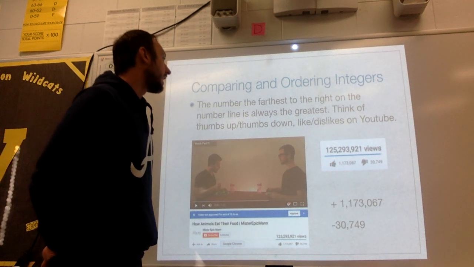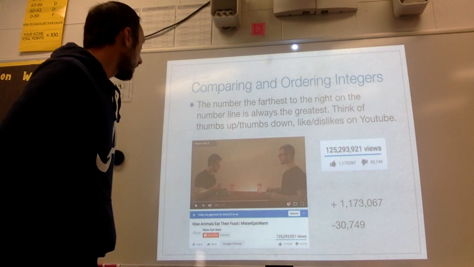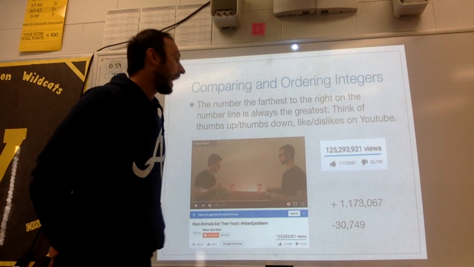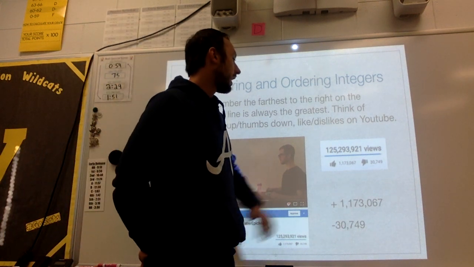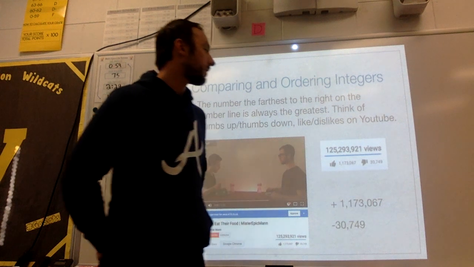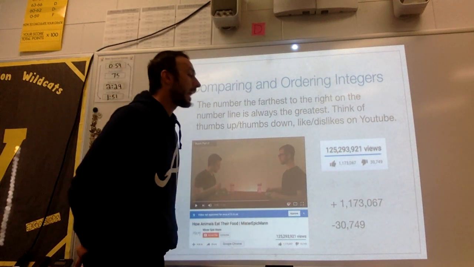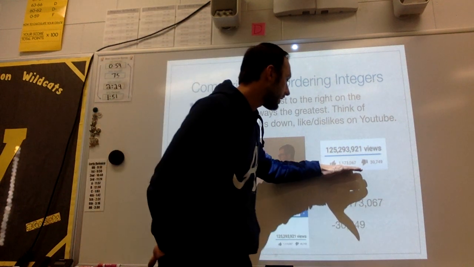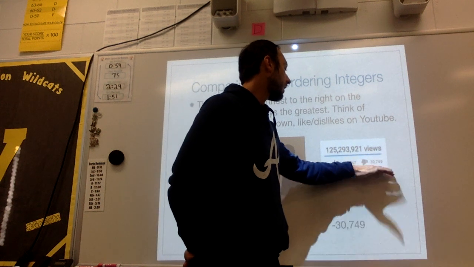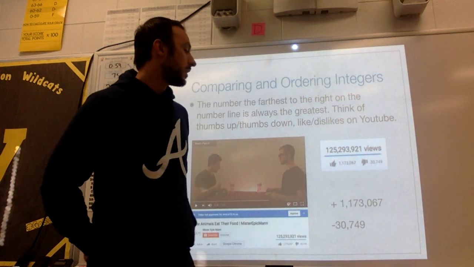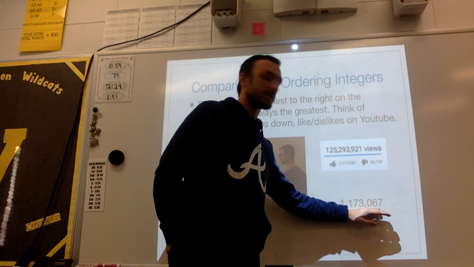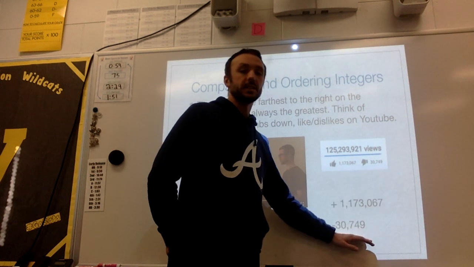So this is a silly video called How Animals Eat Their Food. And when I made this, it had over 125 million views. And of those, it had over 1 million likes and over 30,000 dislikes. So those likes are like a positive integer, and those dislikes are like a negative integer.